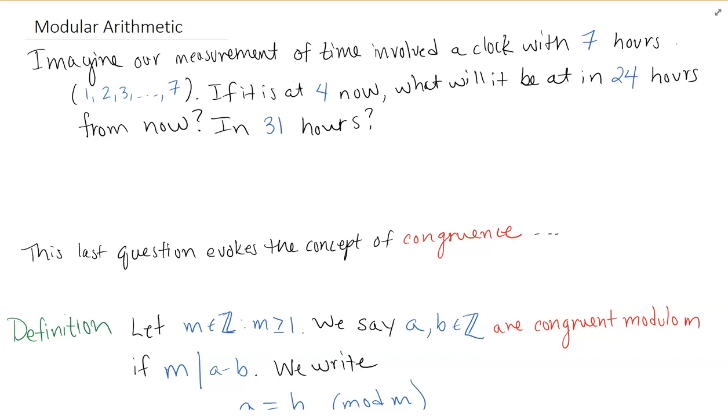Okay, so 1, 2, 3, up to 7. So if it's at 4 now, what will it be at in 24 hours, and what will it be in 31 hours? Okay, so again, you only have the numbers 1 through 7. Take some time and think about that. Pause the video and resume when you're ready.